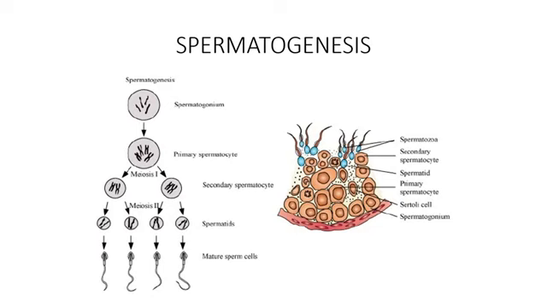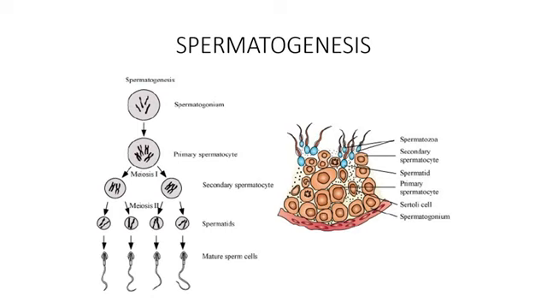Spermatogenesis. Sperm-producing cells in the testes grow and become primary spermatocytes. They are diploid cells which carry 46 chromosomes. The primary spermatocytes undergo meiosis I. This first meiotic division produces two haploid secondary spermatocytes. These two haploid secondary spermatocytes carry 23 chromosomes each.